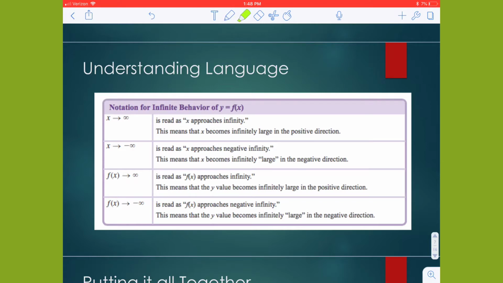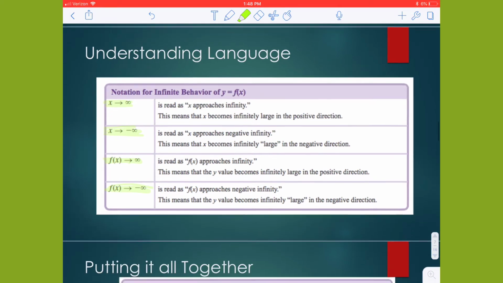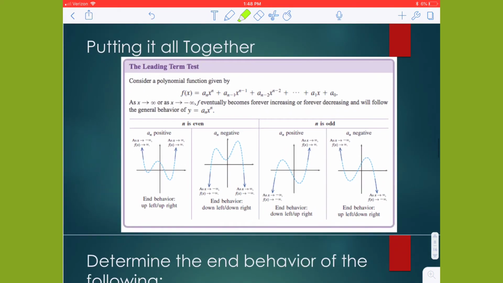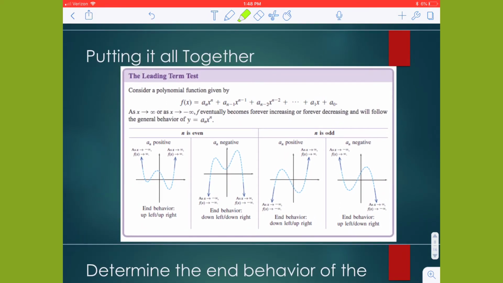So when I write things like x arrow infinity or x arrow negative infinity, I'm just saying as x approaches, as it gets nearer and nearer, or it goes out toward infinity or negative infinity. And same thing if I say f of x is approaching infinity or f of x is approaching negative infinity, we know that f of x just represents our y value. Okay, and so this image right here puts everything together for you. If you want to copy this all down, it just summarizes everything that we just talked about.